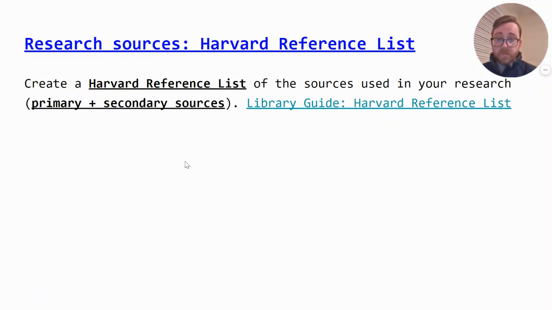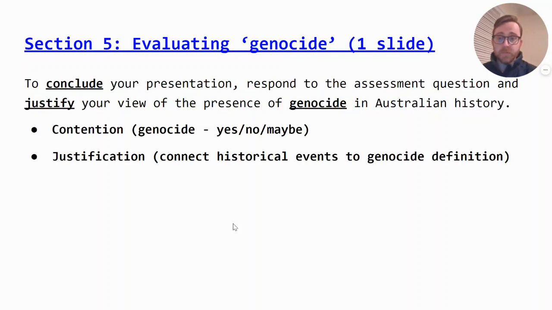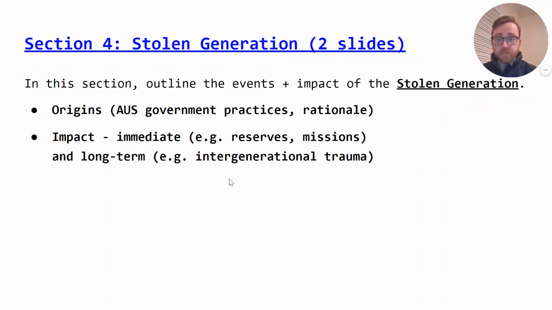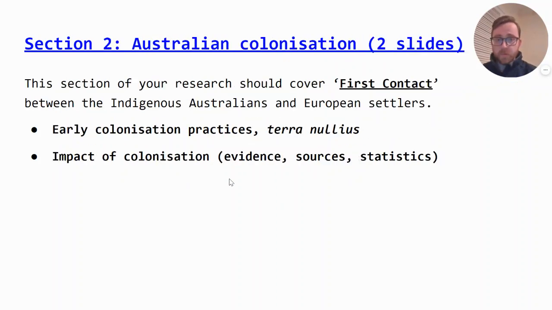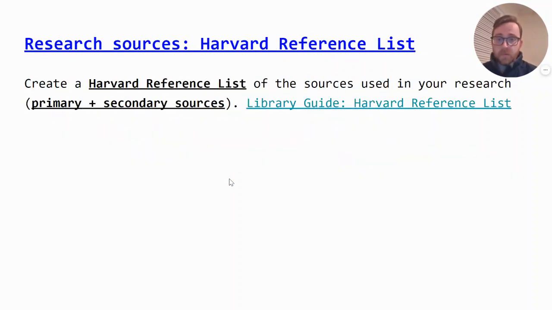So create a Harvard reference list of the sources used in your research. I haven't put a limit on this. So 1, 2 slides, however many sources you're using. A good rule though would probably be for each of these sections, 2 or 3 sources should get the job done. So 2 or 3 plus 2 or 3 plus 2 or 3. I'm not a math teacher, you guys figure it out.